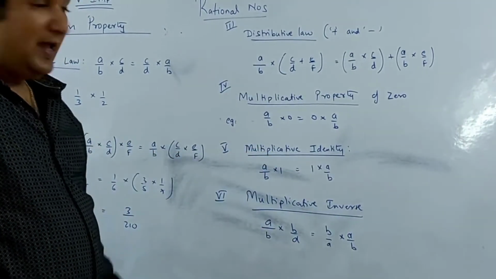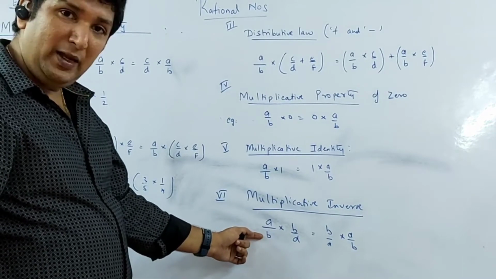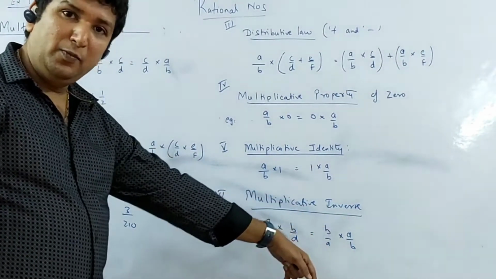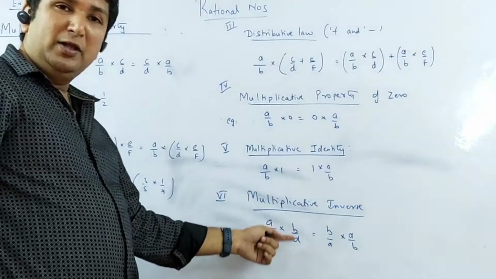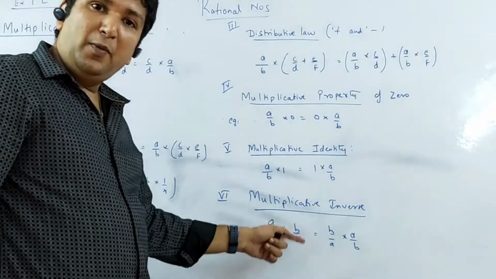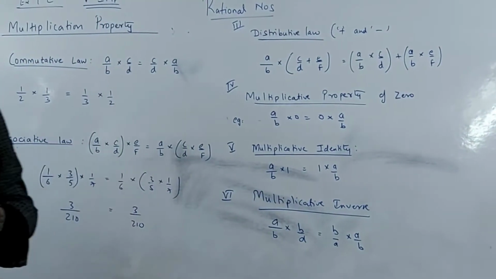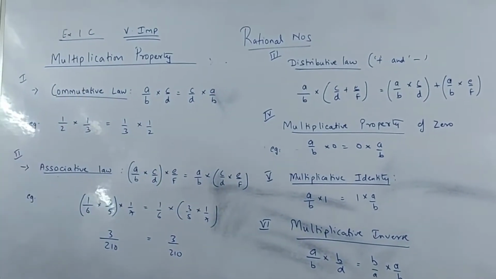Identity. And last, inverse, which happened earlier also, just reciprocal: A upon B into B upon A, the reciprocal, will be equal to B upon A into A upon B. It is something like your commutative, but here we are just reciprocating the numbers. So A upon B into B upon A is said to be multiplicative inverse. So these are the 6 properties, 6 laws which we are using in question number 4. Now one by one we will discuss everything.